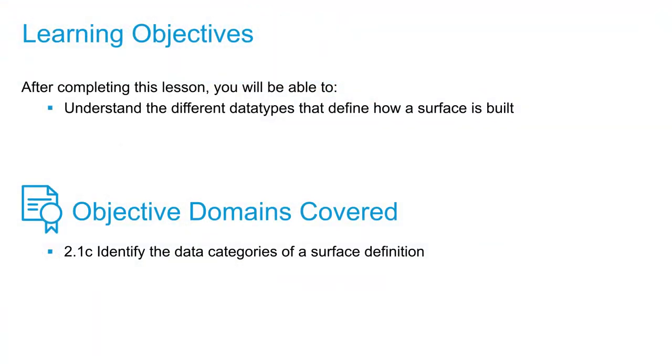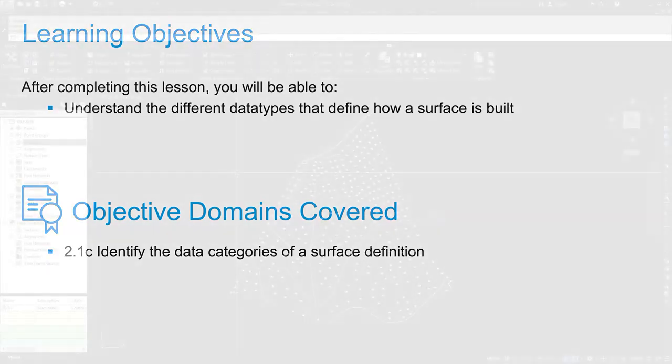In this video, we're going to talk about what makes a surface. We're going to talk about the different data types that can be used to define the way a surface is built, and then we're going to go ahead and add one of those data types to our surface so that we can start displaying our surface.